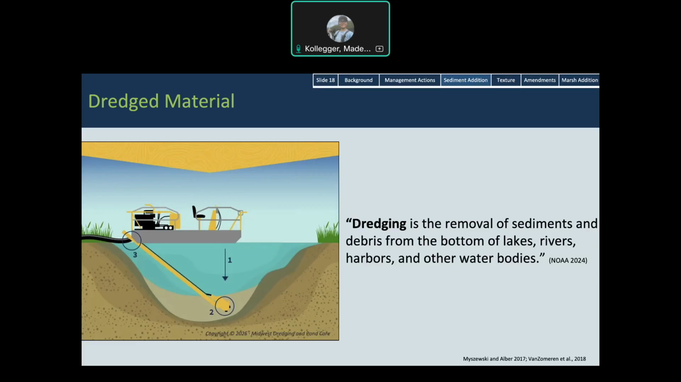So our channels and marinas will fill with sediment over time because they're constantly transporting that in the water. And so as they fill, they become more shallow, which can make it challenging for boats to navigate through. So often these spaces are dredged in order to maintain good navigable channels. So basically people are going in and either scooping or sucking this sediment off of the bottom. And then it could be used for sediment addition projects, which is often what is done.